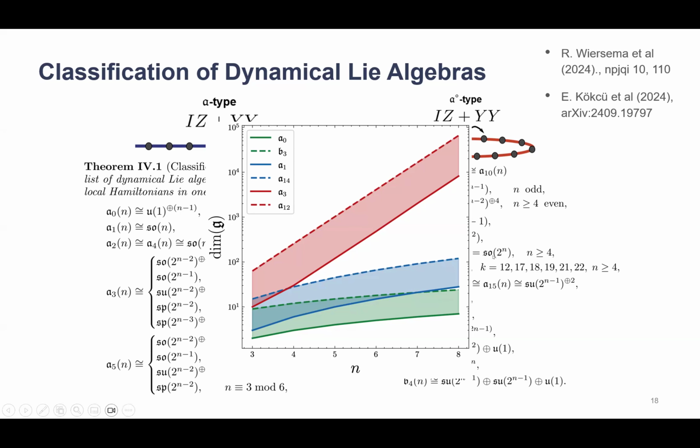But if you want to, for example, figure out if your variational ansatz is expressive enough, all you need to do is go to one of these papers and check which dynamical Lie algebra your ansatz falls into, and then you'll be able to see if it is expressive or not. So this is a classification paper in that sense.